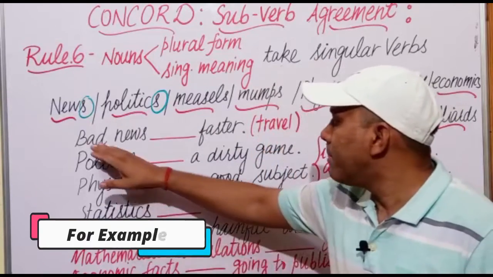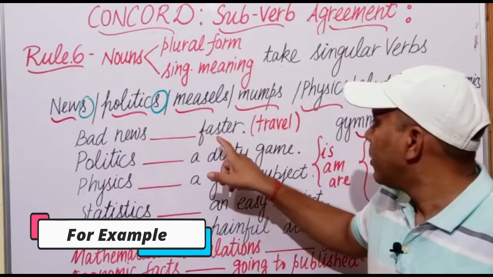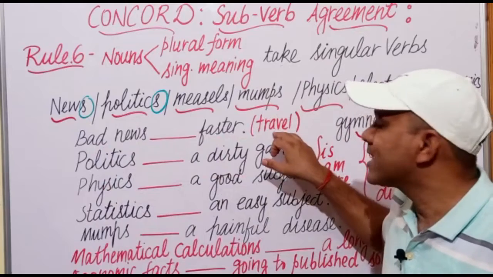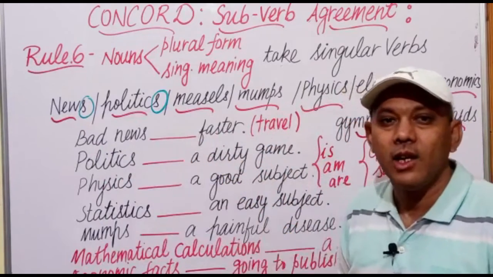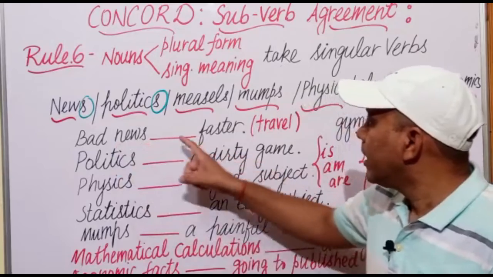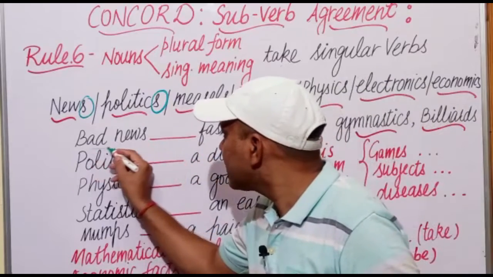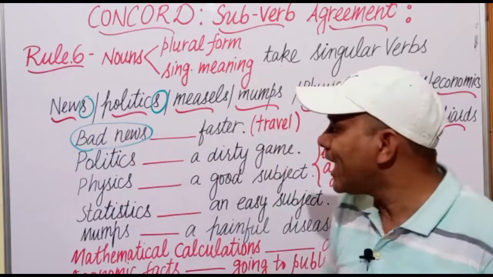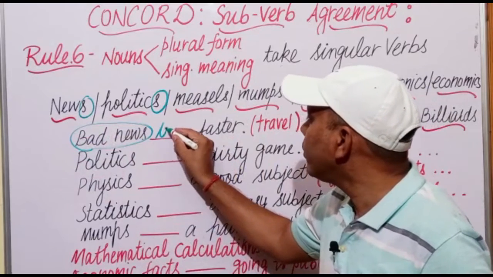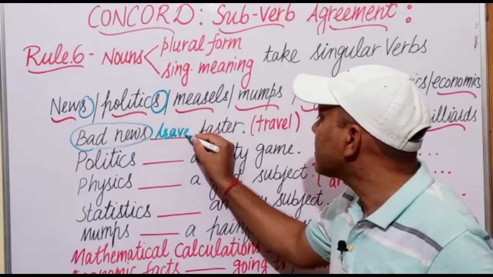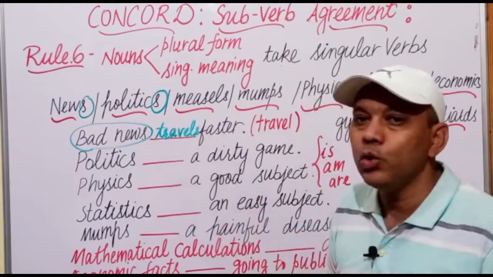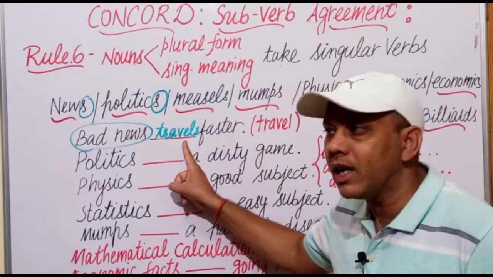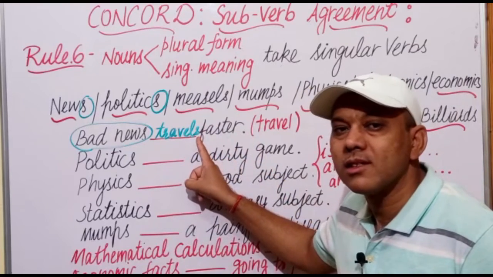For example, bad news dash faster. We have to fill in the correct form of verb travel in this sentence. So, bad news, as this subject refers to a singular meaning, that's why we shall use bad news travels faster. We have to make this verb singular by adding s to this.